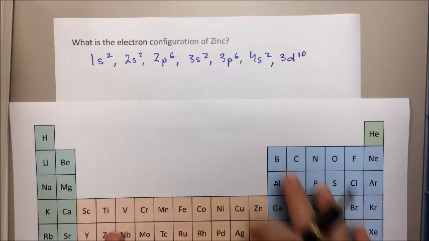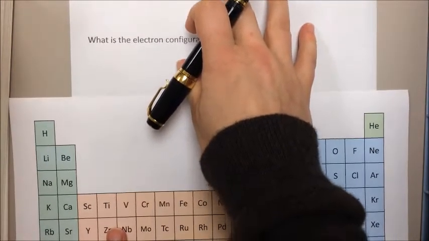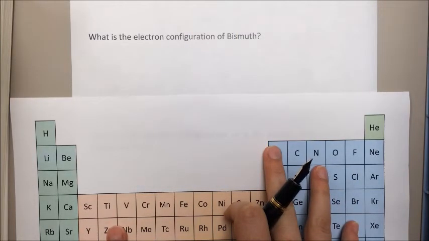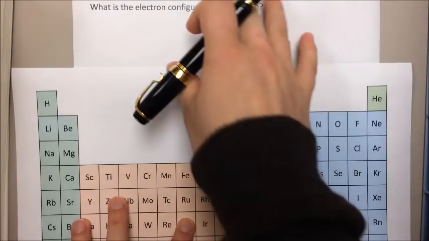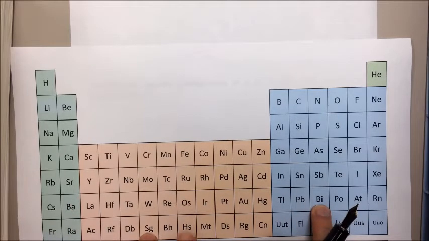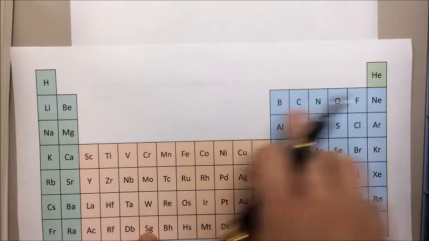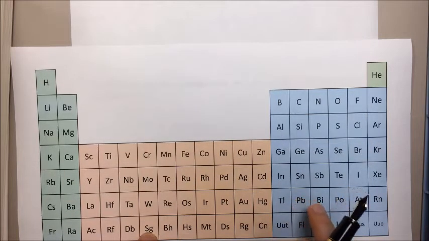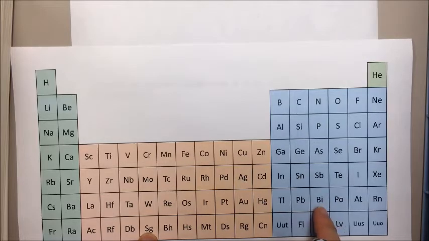Let's try something a little more complex. What is the electron configuration for bismuth? Now, bismuth is way down at the bottom of the periodic table. It's also my favorite element. But if we're going to write out the whole electron configuration, that's going to take a long time. Let's use condensed electron configuration. To do that, we're going to start from bismuth and then work our way backwards.